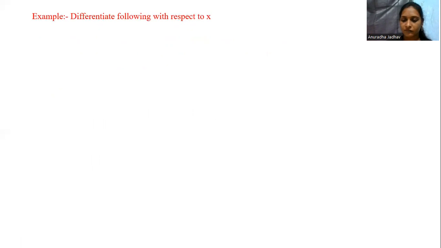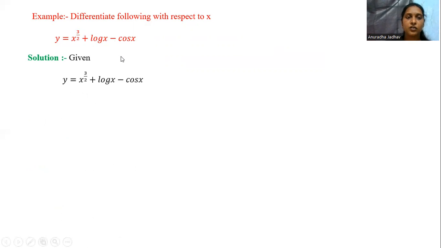Okay, then we see some examples on addition and subtraction. First example is y is equal to x raised to 3/2 plus log x minus cos x. Write the given function y is equal to, same as it is, x raised to 3/2 plus log x minus cos x.